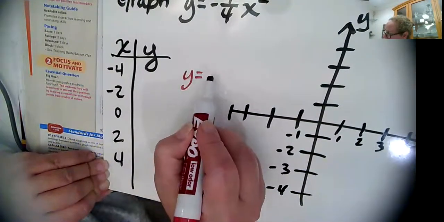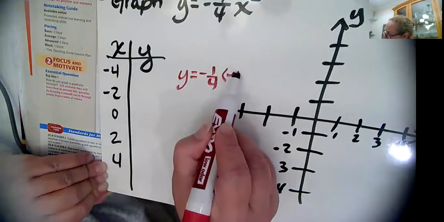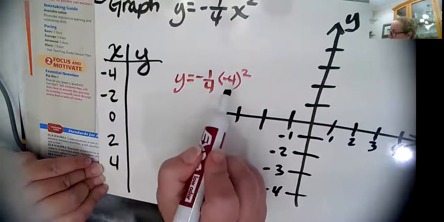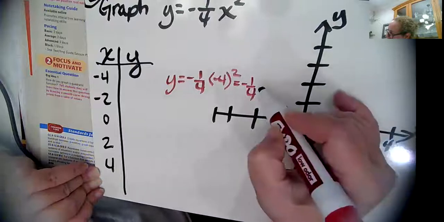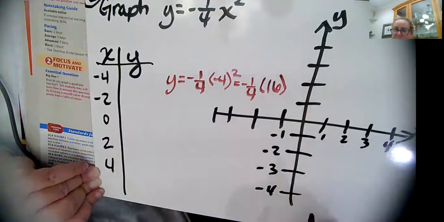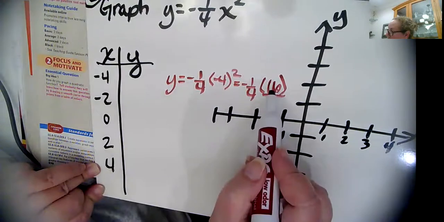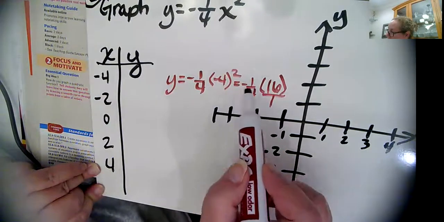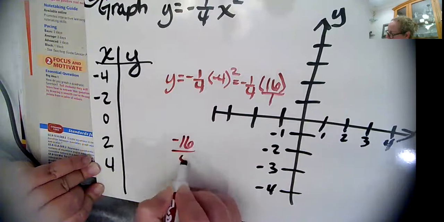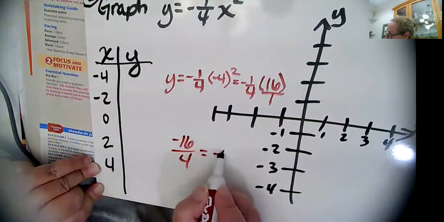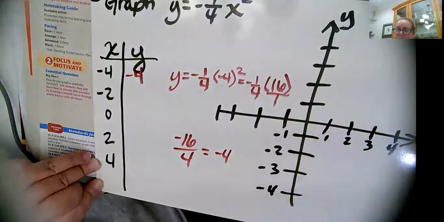So we have y equals negative 1/4, and we're going to multiply that by negative 4, and don't forget we have to square it. Well, negative 4 times negative 4 gives us 16, so we have negative 1/4 times 16. Don't forget the rule when you multiply fractions, you multiply straight across, so we would be left with negative 16 over 4, which simplifies to negative 4. That's our first ordered pair: negative 4, negative 4. So copy that into your notes.